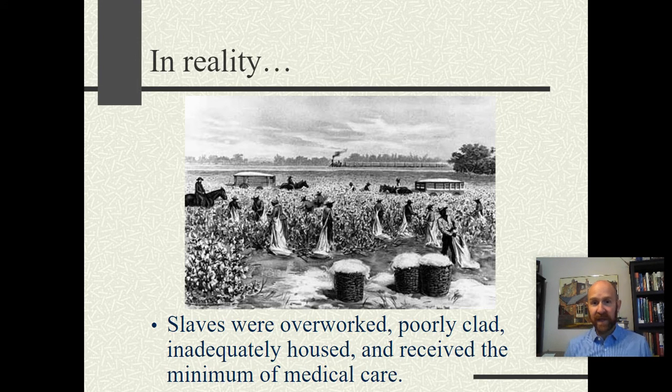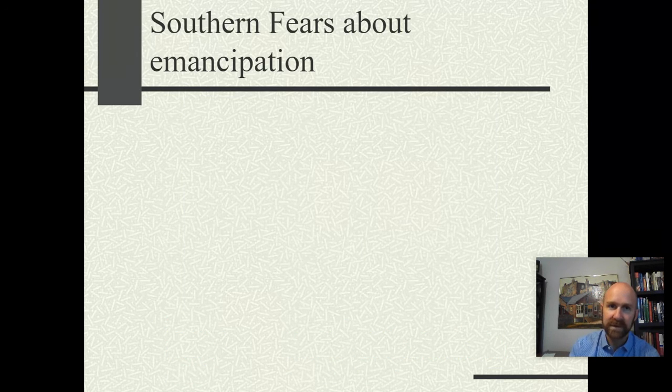So, in reality, slaves were overworked, no doubt about it. They're poorly clad, they have inadequate housing, they receive minimal medical care. And something else needs to be pointed out as well. They're not receiving an education. They're not receiving skills training, which poor whites in the North have access to, and they're not able to save wealth that they can pass on to future generations, which would help them get into the middle class. So what the South uses to justify slavery, we understand today is absolutely bogus.